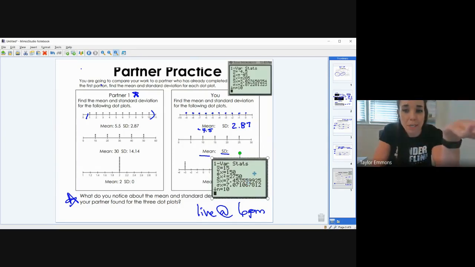So what's going to be my mean? Well, let's look at it. It says X bar right here, which X bar is going to be 15. So that means my mean is going to be 15. What about my standard deviation? Well, the sigma right here says 7.07.